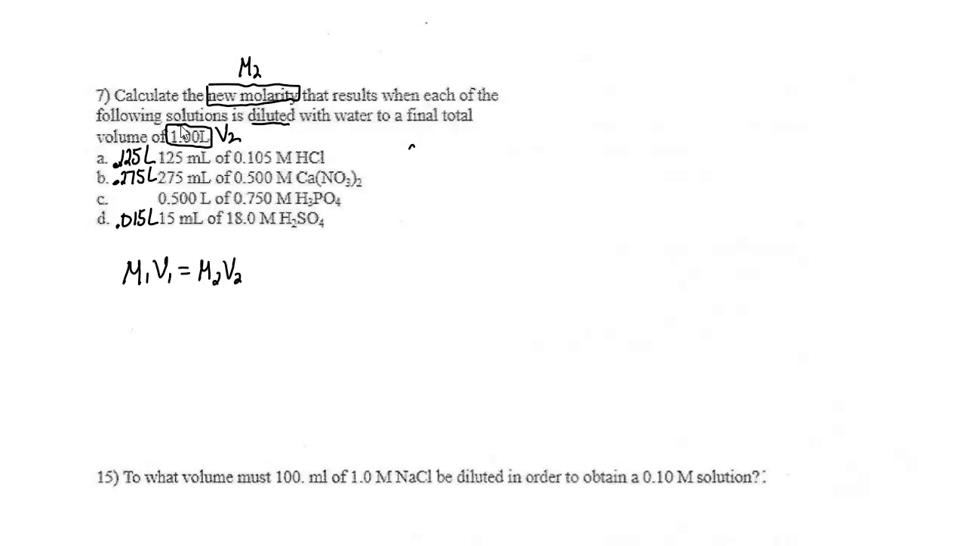So over here on the side, here comes the answers. Start with the formula and make the substitutions. M1 is 0.105. Volume number 1 is 0.125 liters. M2 is our unknown, and volume number 2, the amount of solution we want to prepare, is 1.00 liters.